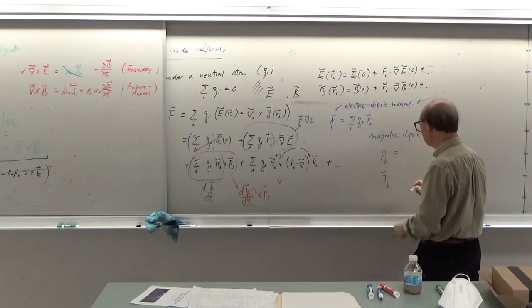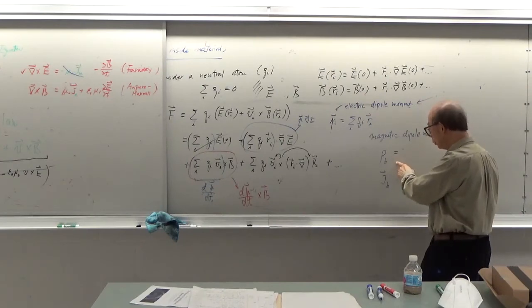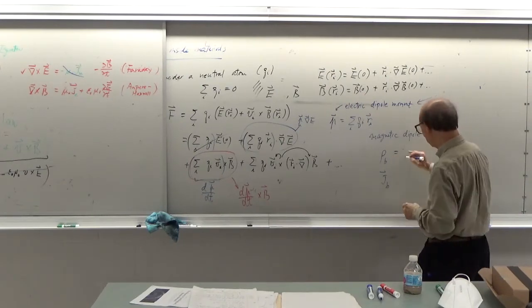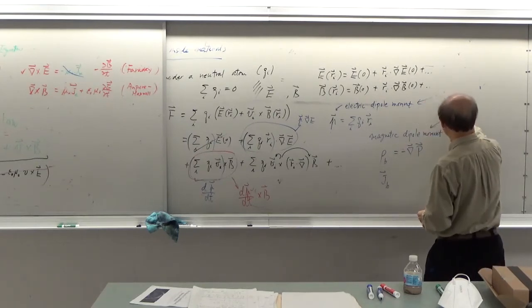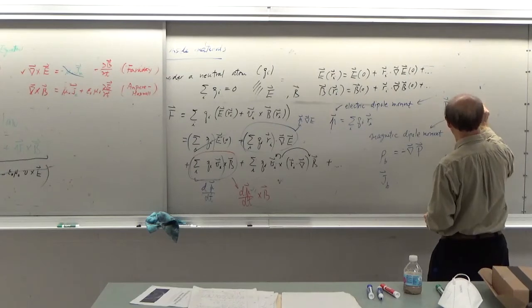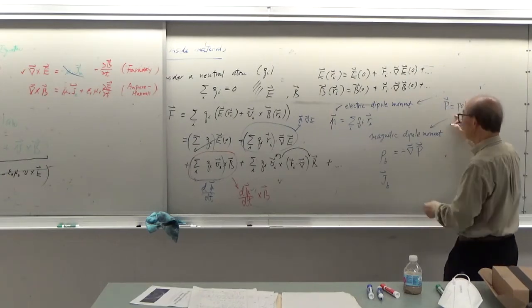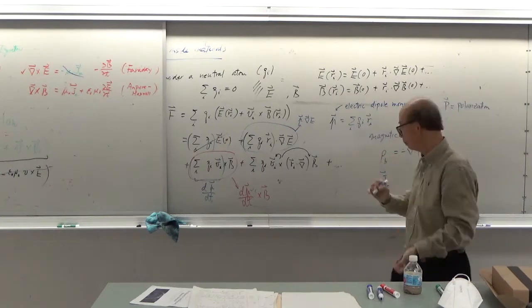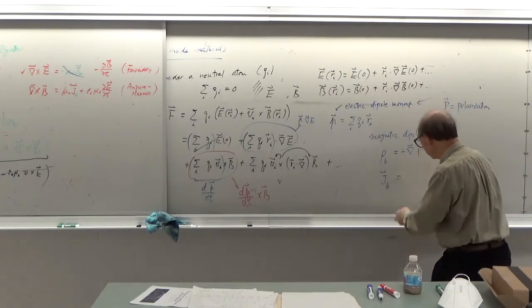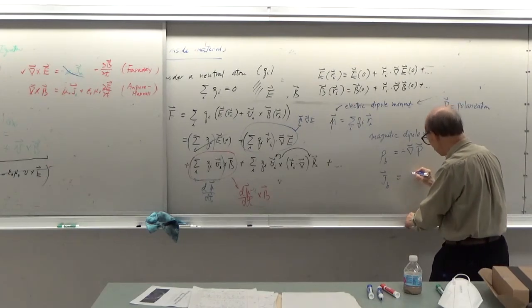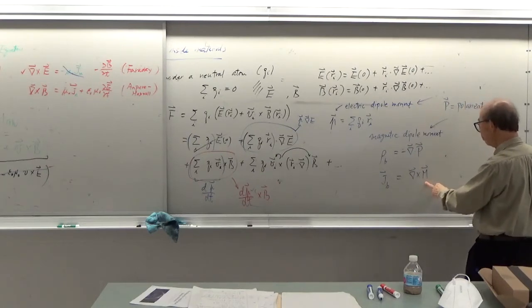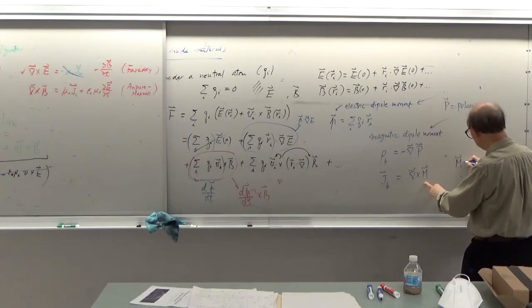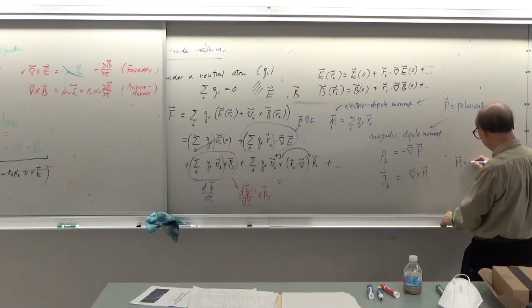And that is equal to, for the static case, you know that it's given by minus divergence of polarization. P is polarization, which is the electric dipole moment per unit volume. And the bound current density involves a term in the curl of the magnetic dipole moment. M is the magnetization, the magnetic dipole moment per unit volume. Magnetization.